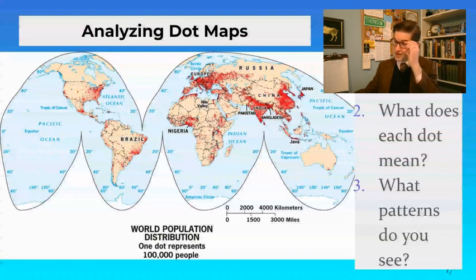When you're looking at a dot map, you need to ask yourself, what's the map about? That's going to be the title, World Population Distribution. What does each dot mean? That's going to be in the key. One dot represents 100,000 people. And what patterns do you see? So I was starting to analyze the patterns already, looking at places like Brazil, where most people live around the coast and don't live in the interior, or Canada, where very few people live at all, except south of, what is that, the 49th parallel.